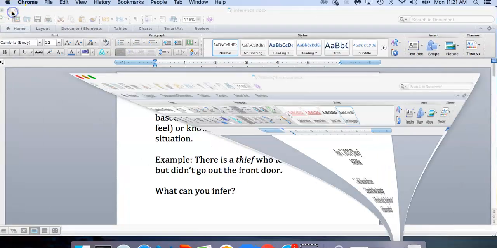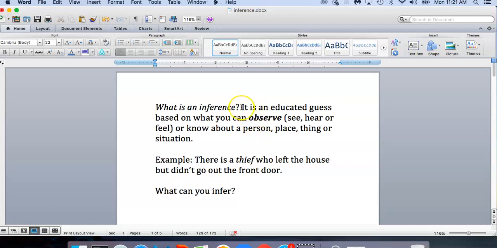So let's start with talking about the inference lesson for today. First, let's define inference. What is an inference? It is an educated guess based on what you can observe. When you're observing something, it's what you can see, hear, or feel. And when we're talking about feeling something in this case, it's like you can touch something, right? So that's what we are talking about with observation. Or it's also what you know about a person, place, thing, or situation based on what you've read, your interaction with that person, what other people say about a person, place, thing, or situation.